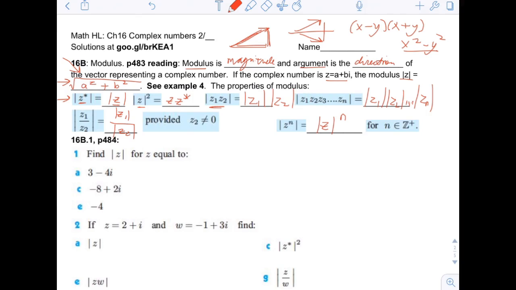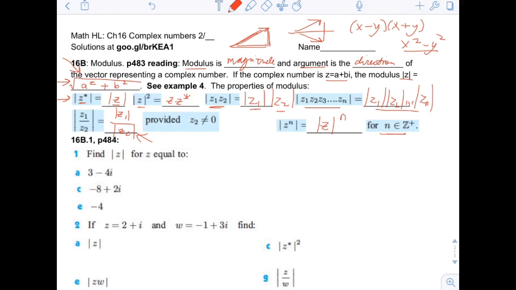If you have the modulus of z1 times z2, it's the same thing as taking the modulus of each individually and multiplying them, okay? That logically follows from what we learned in our investigation, right? If you have all these complex numbers multiplied together and finally take the modulus at the end, it's the same thing as taking the modulus of each of them individually and multiplying them together. And that is for any positive integer.